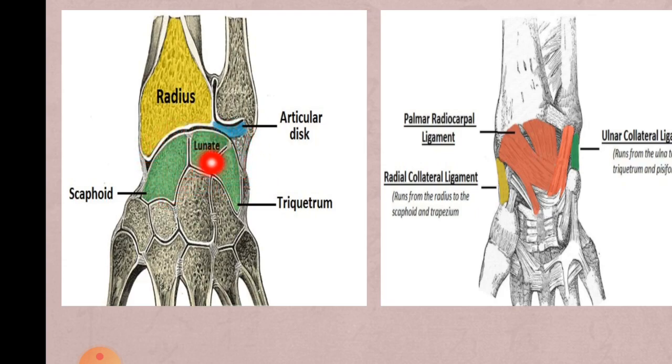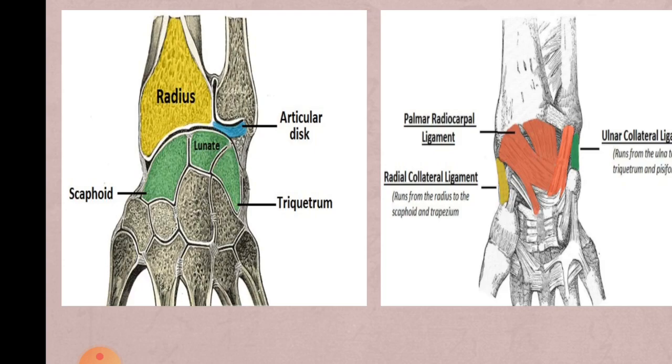And distally, there are three carpal bones that are involved, except the pisiform. You have the scaphoid, lunate, and the triquetrum that are involved in the formation of the wrist joint. And proximally, you have the distal end of the radius and the articular disc. Here you have the articular disc and the radius that is involved in the formation of the wrist joint, but not the ulna. The ulna is not directly taking part in the formation of the wrist joint.